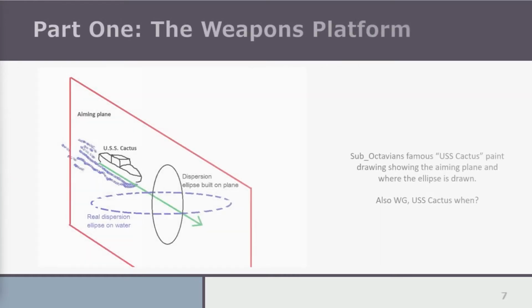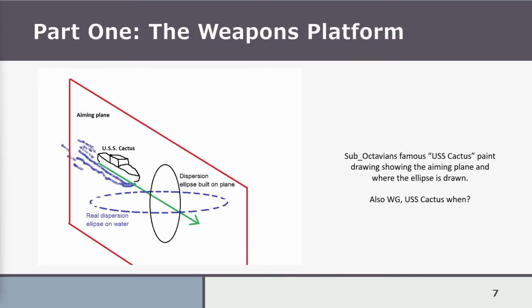And this is one of the charts here. This is Octavian's famous USS Cactus drawing, showing the aiming plane where the ellipse is drawn. As you can see, the ellipse is drawn from bow to stern on the Cactus, and the ellipsoid then basically intersects this vertical plane, and that's where all your shells are going to be shot in relation to it. Like in real life, if you move your guns that aren't locked onto a target, you'll make very massive changes in where shells will aim, even by moving a fraction of a degree. This plane rationalizes it and makes it easier for you to aim.